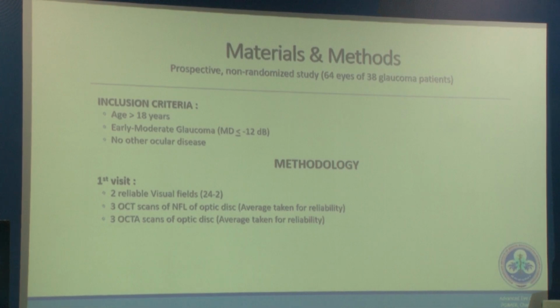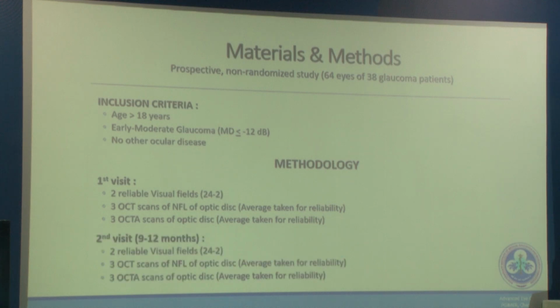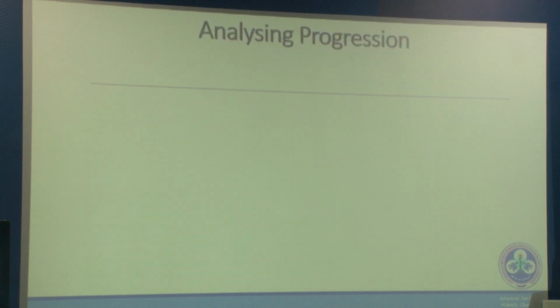So we had 2 visits. At first visit, 2 reliable visual fields were done. 3 OCT scans of nerve fiber layer of the disc and 3 OCT angiography scans of optic disc were done. And after 9 to 12 months of follow-up, the same scans were repeated.